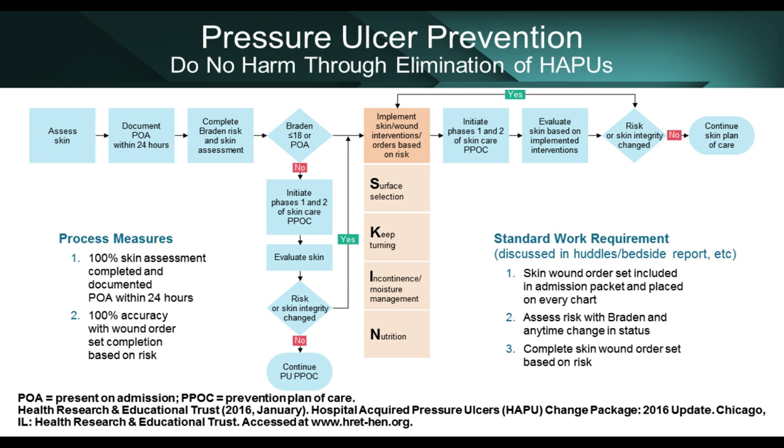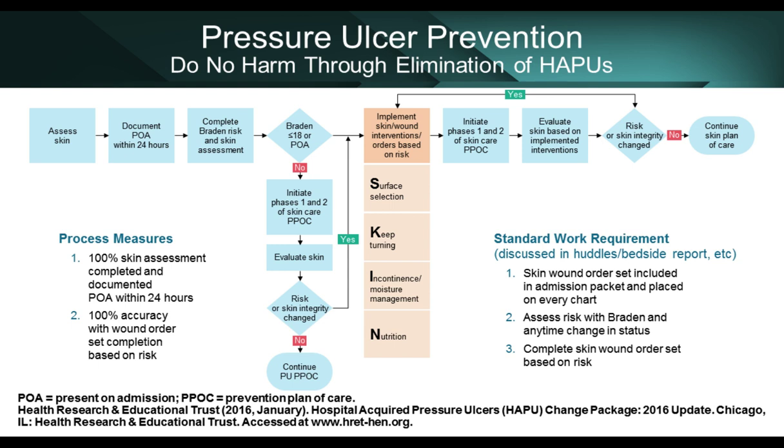So, for instance, assess skin. Then the next step would be document present on admission within 24 hours. Complete the Braden risk and skin assessment. If that Braden risk is 18 or below, or there's a POA, you advance toward implementing interventions appropriately. If it's a no, we're going to do prevention process measures. If they have a wound, then you're going to develop the interventions according to the Braden, and you can see the process as it continues on.